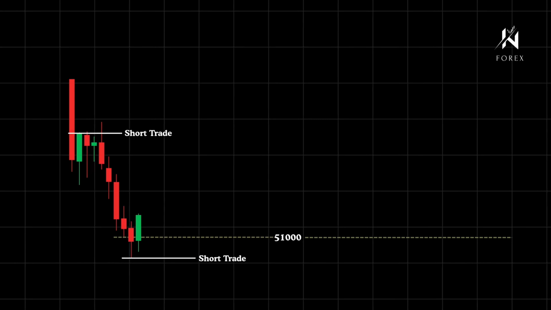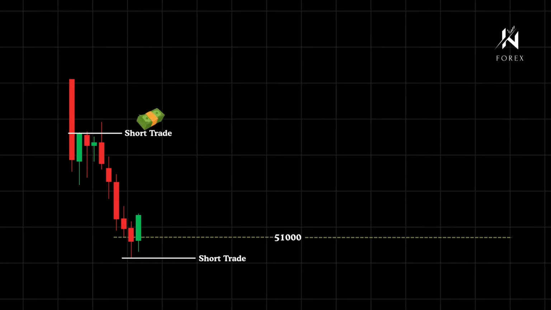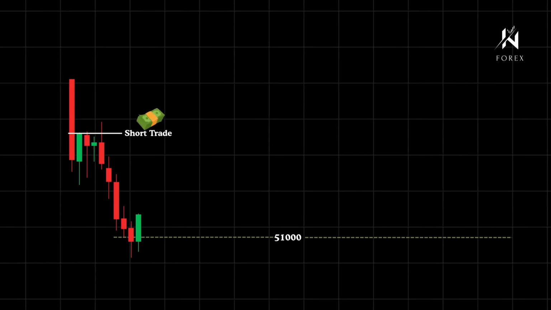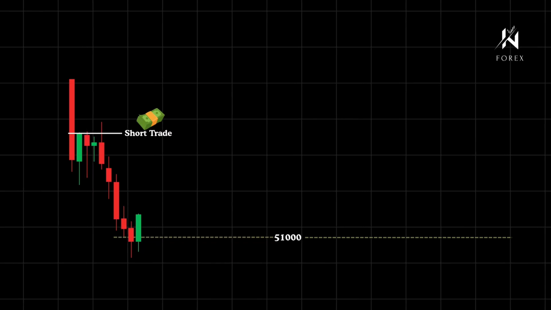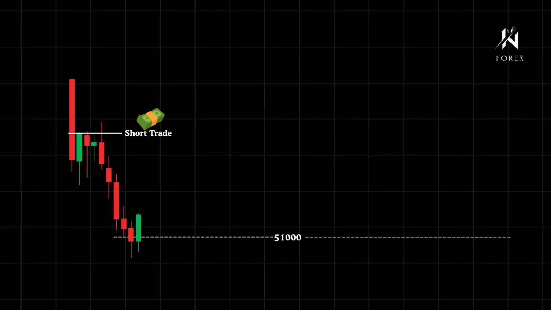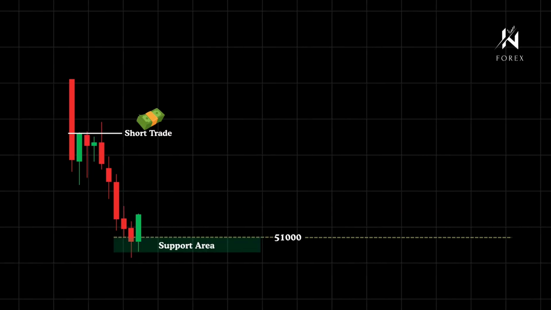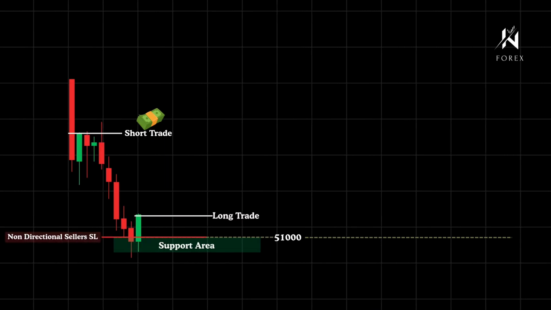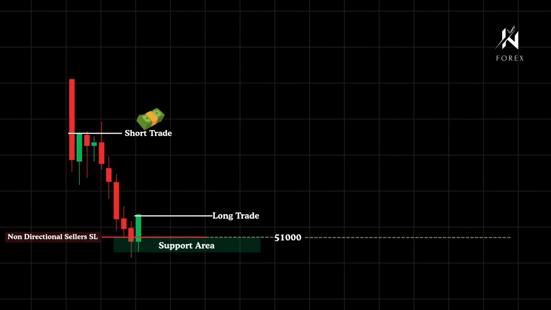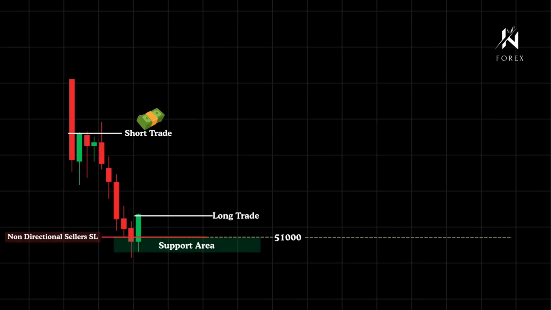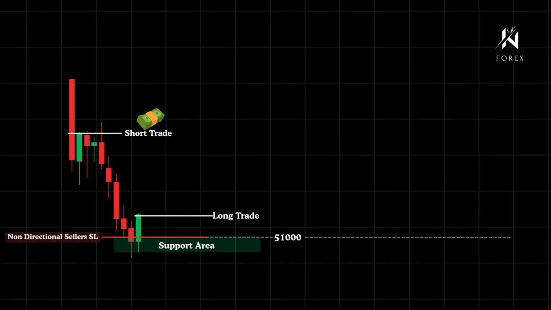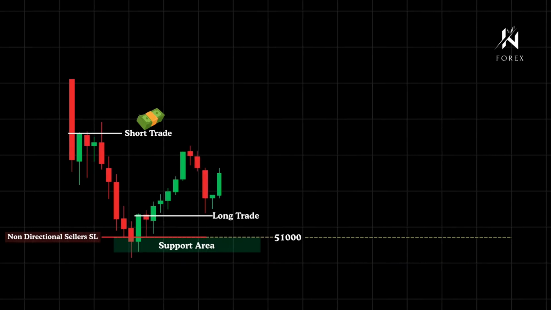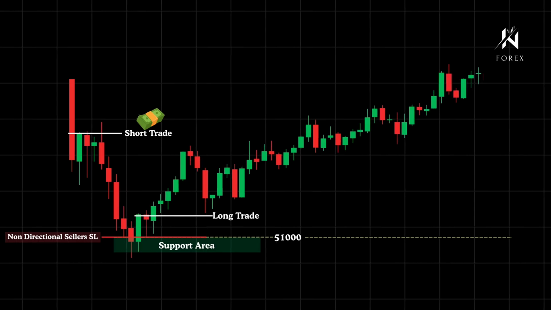Traders who had shorted at higher levels profited as the price fell, with some booking gains at this zone. At the same time, as the price approached this level, certain traders viewed it as support and entered long positions. Meanwhile, those engaged in non-directional selling, with stop losses placed near this point, were taken out as their liquidity was absorbed. This buying pressure caused the price to reverse and climb quickly, trapping retail traders.